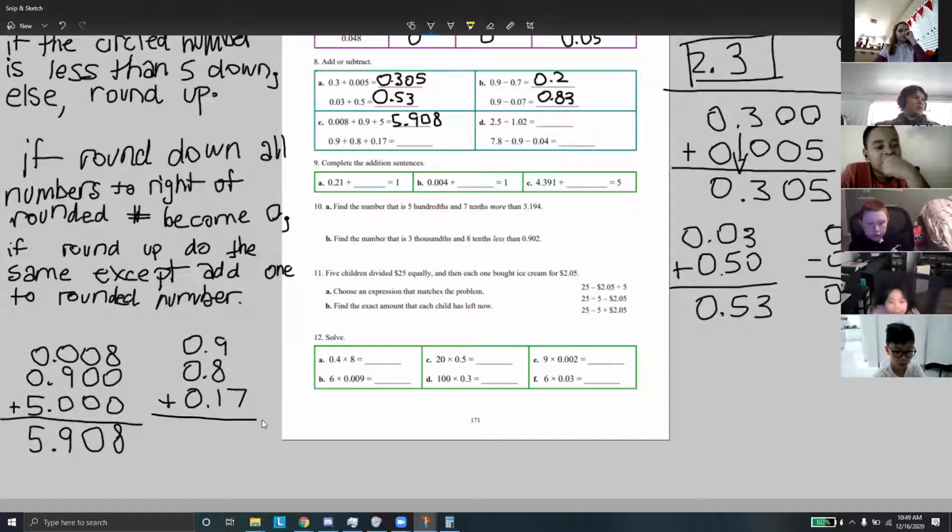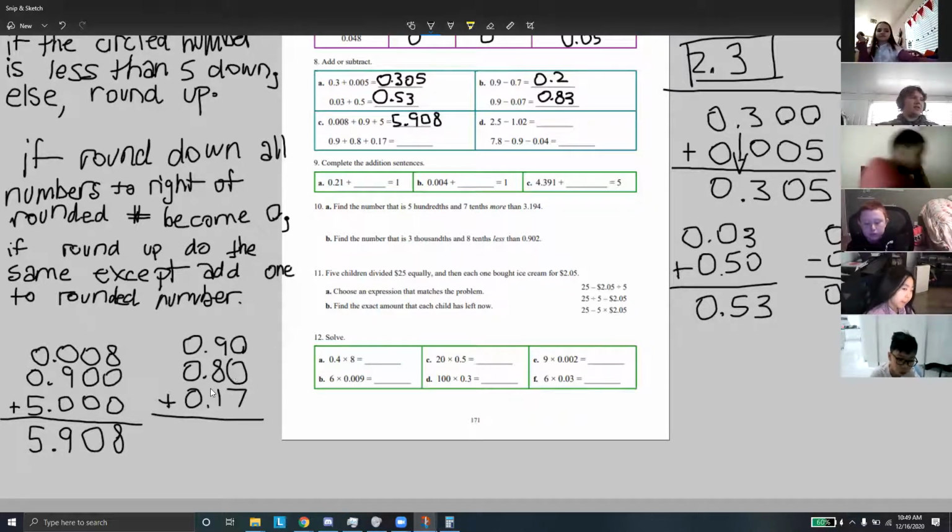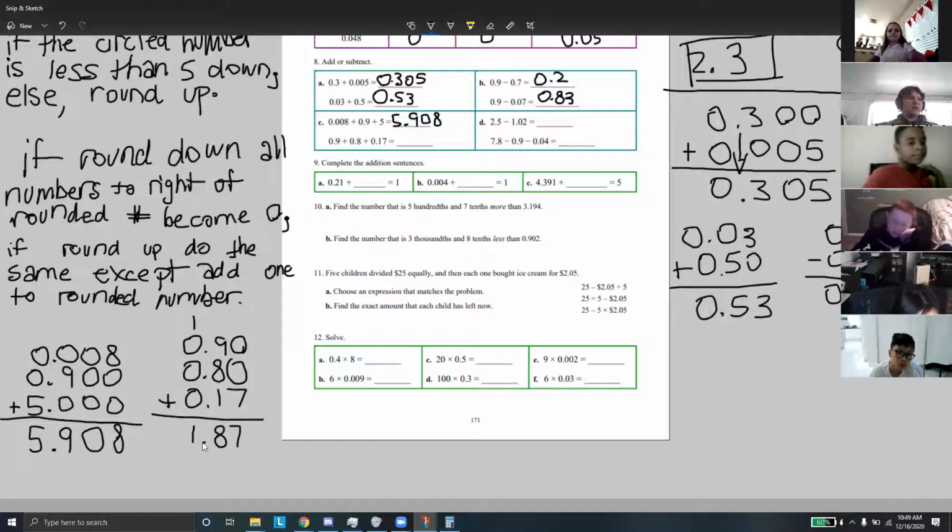Okay, another adding problem, 0 and 9 tenths, 0 and 8 tenths, and 0 and 17 hundredths. So 9 dimes plus 8 dimes plus 17 cents. 9 tenths is equal to 90 hundredths, and 8 tenths is equal to 80 hundredths. 0 plus 0 plus 7 is 7. 9 plus 8 is 17 plus 1 is 18. Great. And then 1 plus 0 plus 0 plus 0 is 1. Drop the decimal, 1.87 or $1.87.